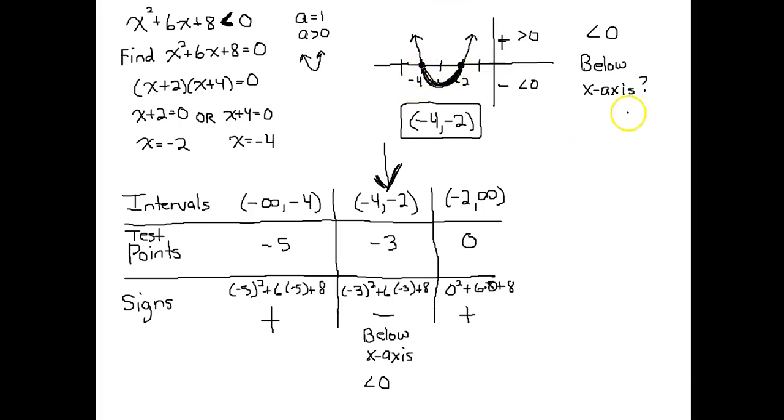All right, let's do another one. Let's try 2x² - 9x is greater than or equal to -4. So we got 2x² - 9x + 4 is greater than or equal to 0. So we gotta get it in that standard form. We get 0 on one side.